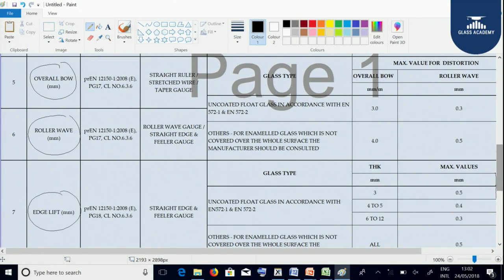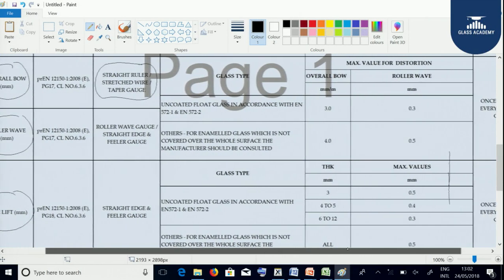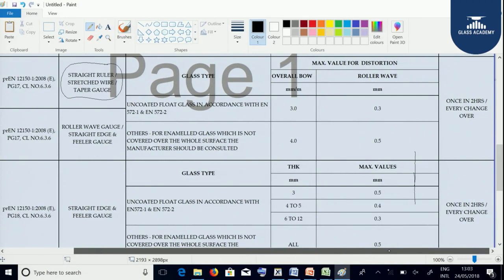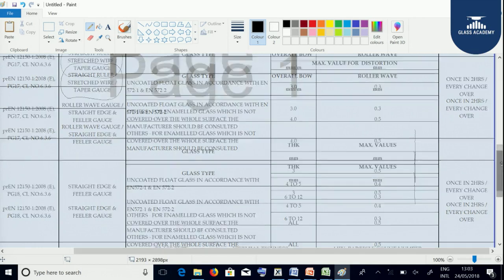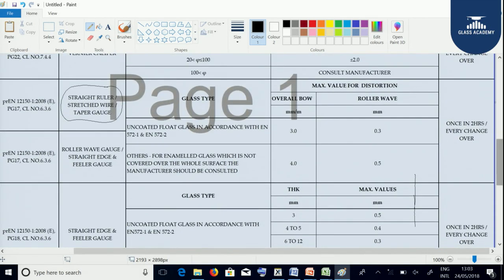The tool we use to measure the overall bow is a straight ruler or a stretched wire, and with the help of a taper gauge we measure the overall bow. We need to see whether it is a clear uncoated float glass or an enameled glass. The allowable tolerance is 3 mm per meter. So if my glass length is 1000 mm, the allowable bend in that glass is 3 mm. And if my glass is an enamel glass, the overall bow allowed is 4 mm per meter.